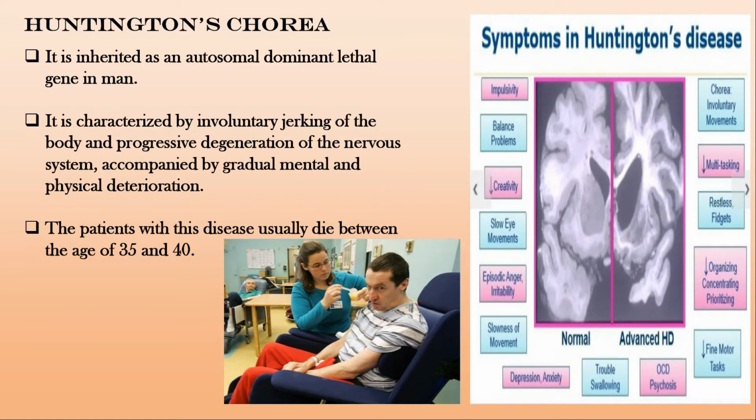The next disease is called Huntington's chorea. This is also an inherited disease caused by an autosomal dominant lethal gene in man. It is characterized by the involuntary jerking of the body and progressive degeneration of the nervous system, which is accompanied by mental and physical deterioration. The patient normally will die between the age of 35 to 40.